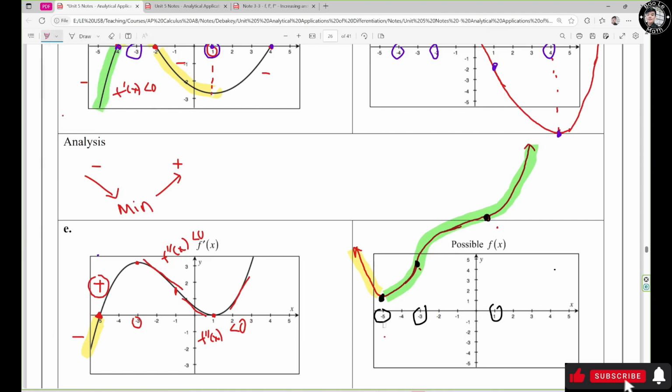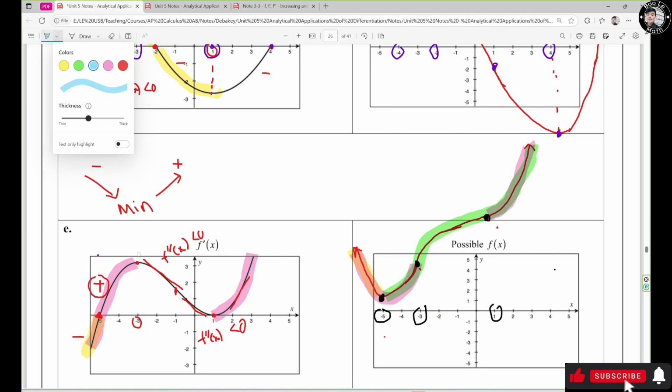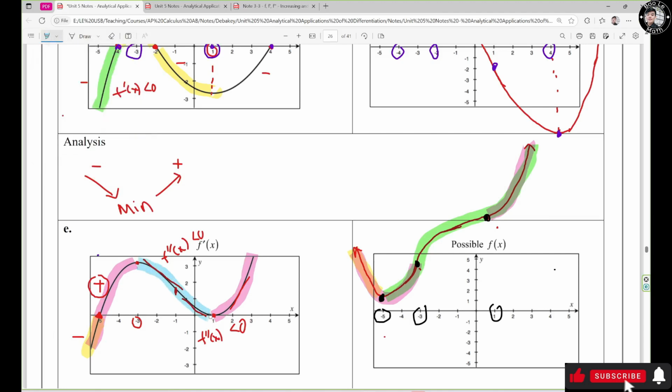Now observe that the function f of s is concave upward from negative infinity to negative 3, right? We look at this one, negative infinity to negative 3. F double prime of s is positive, right? And from 1 to positive infinity, right? Look at this one, f double prime of s is positive, right? And concave downward from negative 3 all the way to 1, right? So this one right here, concave downward.